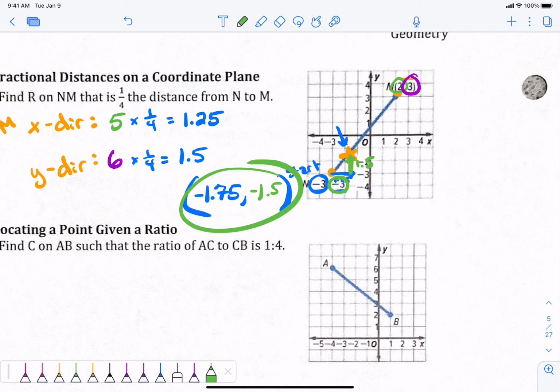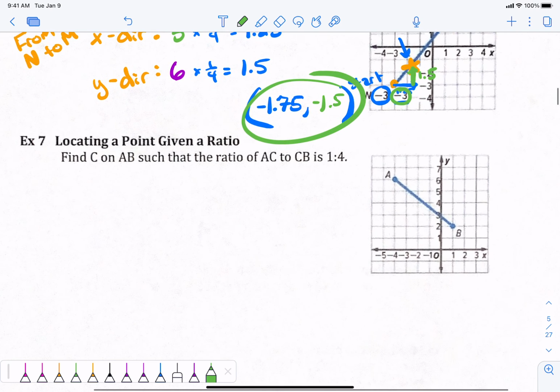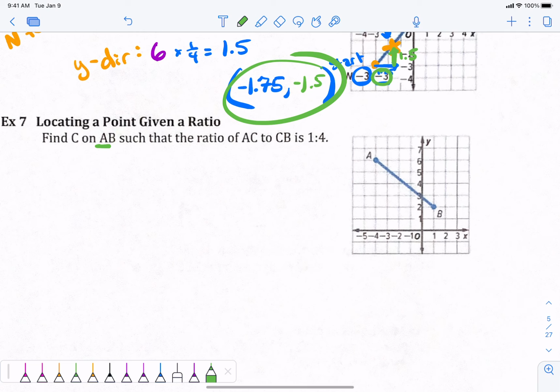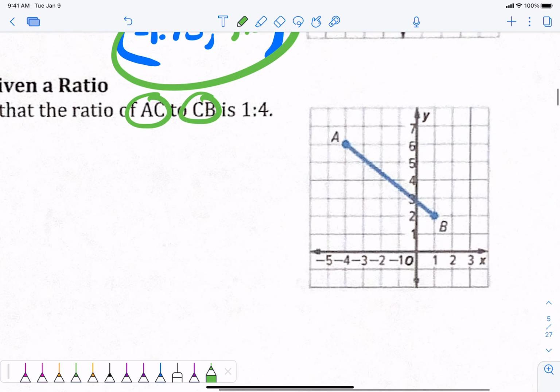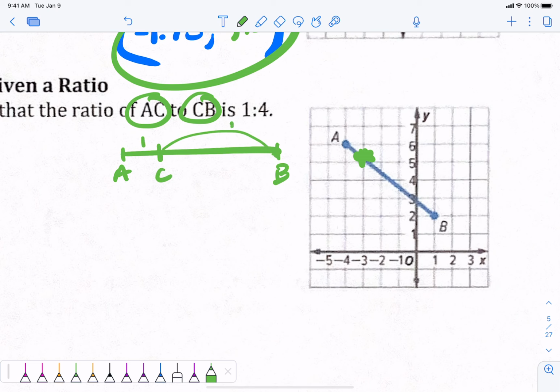It's the same problem again, but worded just a little bit differently. It says find C on AB such that the ratio from AC to CB is 1:4, okay? So C is going to live somewhere in between here. Maybe it's here, maybe it's here, we don't know. But the ratio, if here is A and here is B, the distance from A to C is like 1 and the distance from C to B is like 4, right? So C is going to be closer to A, so it's going to be like this point right here, somewhere over there, right? 1 to 4, okay?